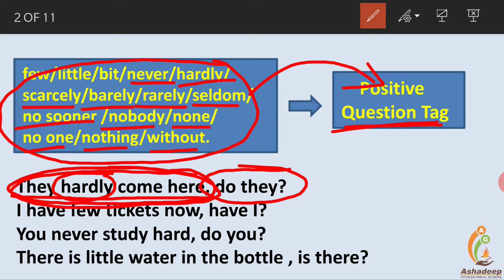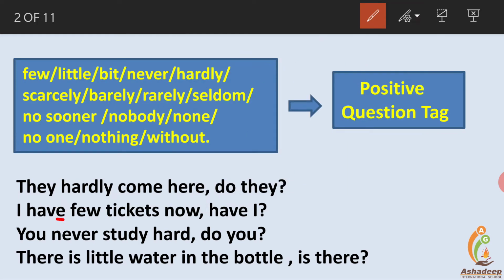Secondly, the sentence does not have any auxiliary verb, so we follow the tense. Come is the word used. It is simple present tense, and simple present tense has do and does as verbs. They is the pronoun used here. Do they?